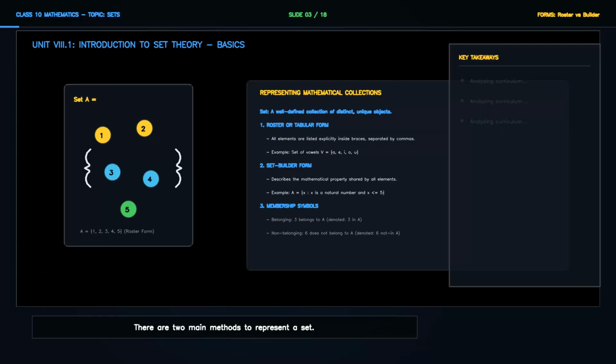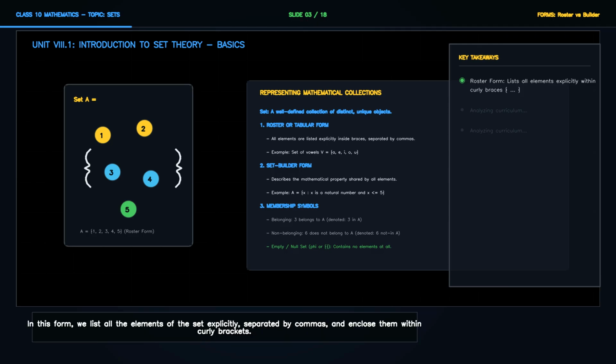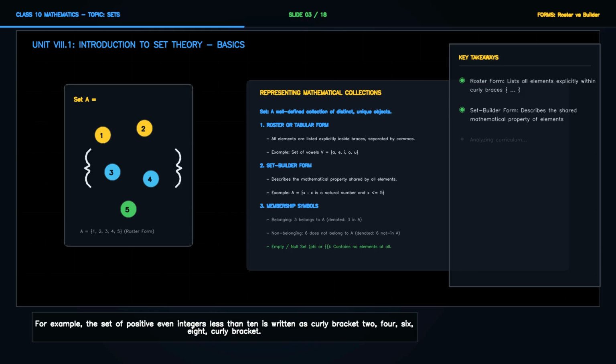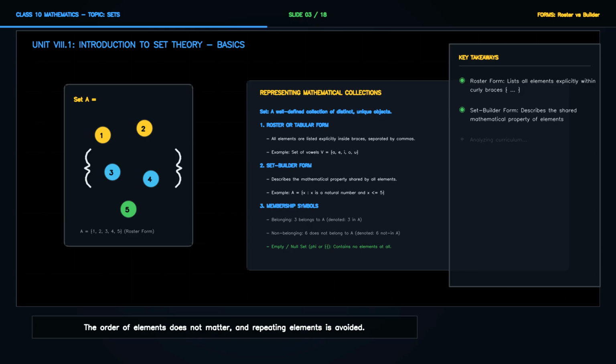There are two main methods to represent a set. The first is the roster or tabular form. In this form, we list all the elements of the set explicitly, separated by commas, and enclose them within curly brackets. For example, the set of positive even integers less than 10 is written as {2, 4, 6, 8}. The order of elements does not matter, and repeating elements is avoided.